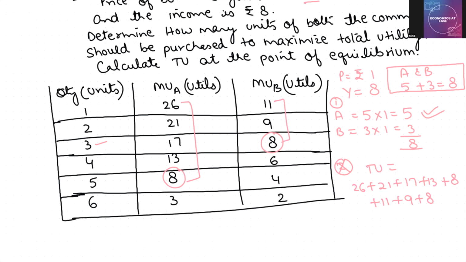Okay. You will complete this much of A and then B, and then how much are you getting? Tell me in the comment. 26 plus 21 plus 17 plus 13 plus 8 plus 11 plus 9 plus 8. So you're getting total utility from these two commodities, that is 113 utils. So this is your answer. Okay, what will your combination be? You will take 5 units of A and 3 units of B.